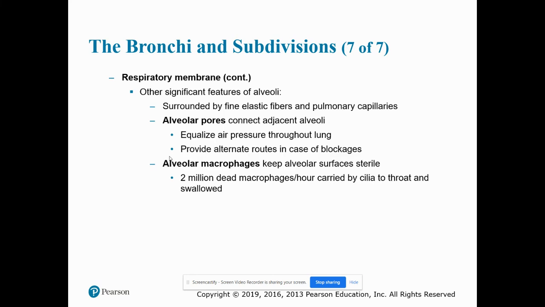There are some other significant features of the alveoli. They're surrounded by fine elastic fibers and pulmonary capillaries. And then we have alveolar pores, and they have a number of functions. They connect adjacent alveoli, they equalize pressure throughout the lung, and they provide alternative routes in case of blockages. And then alveolar macrophages do probably what you would imagine. They keep the alveolar surfaces sterile.